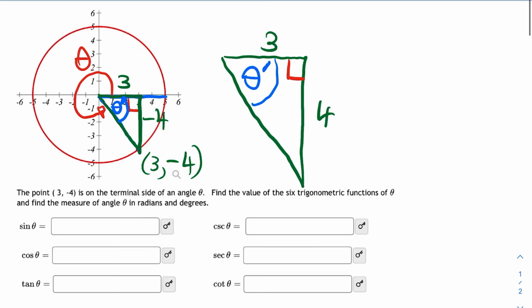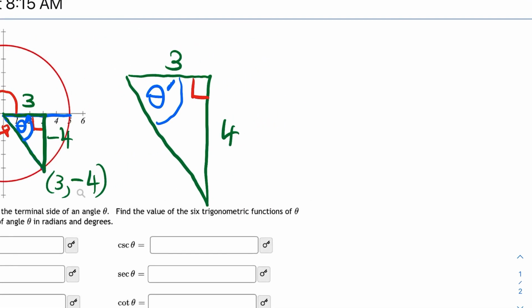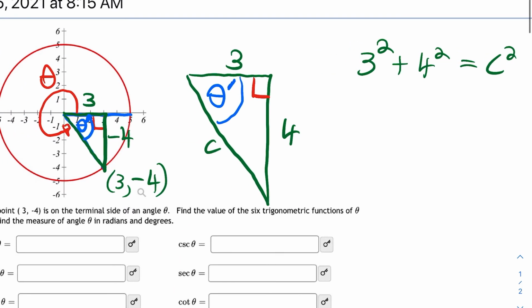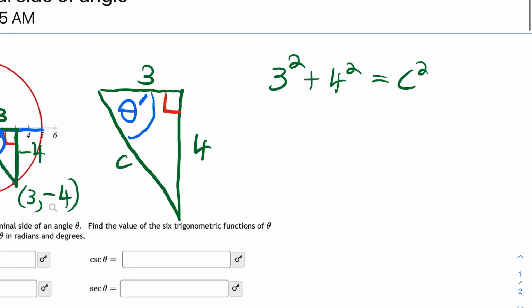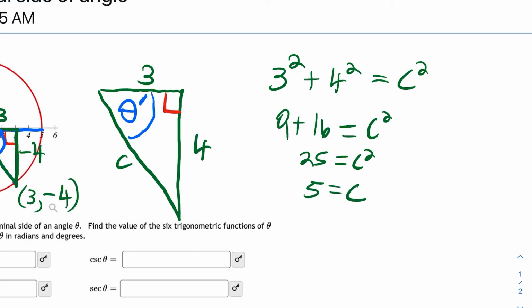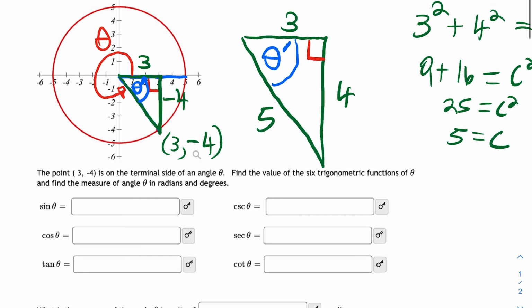And then I can also find the hypotenuse by using the Pythagorean theorem. The Pythagorean theorem says that one leg squared plus the other leg squared equals the hypotenuse squared. The hypotenuse is what I'm calling c. The hypotenuse is also the radius of that red circle. So we have 9 plus 16 equals c squared, or 25 equals c squared, and that means c is 5. So the hypotenuse is actually 5. So I can find all 6 trig functions rather easily.